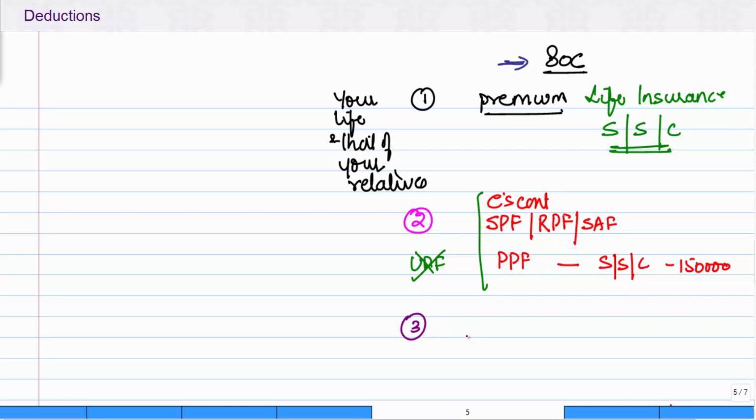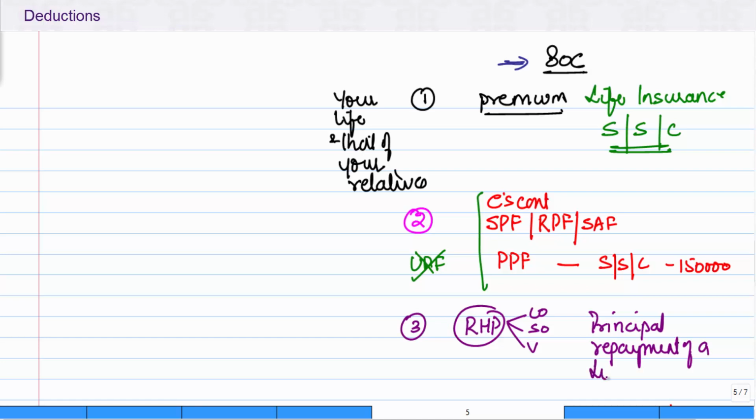Then the third part is for a residential house property, which may be let out, which may be self-occupied, which may be vacant, whatever is the principal repayment of a loan. We know under the head house property, interest component is allowed under 24B. The principal part is allowed under 80C, but the limit over here is 1,50,000. Under house property, there was no limit except for a self-occupied house where the limit was 2 lakhs or 30,000.